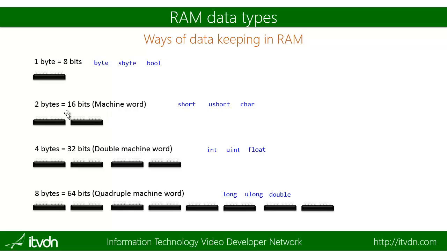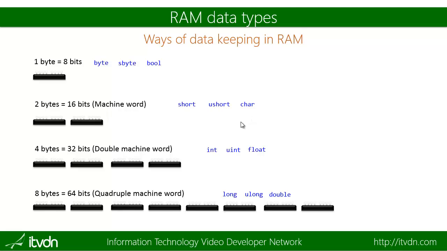For 2 bytes, we have 16 bits. It's also called a machine word. Again, we have short, U short, and char. In this case, short can have a value of a negative number or a positive number. But U short, which is unsigned short, just has a value, a number.